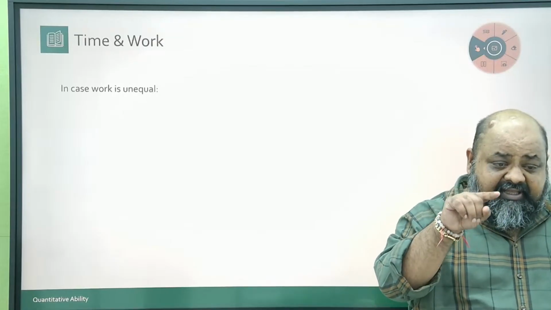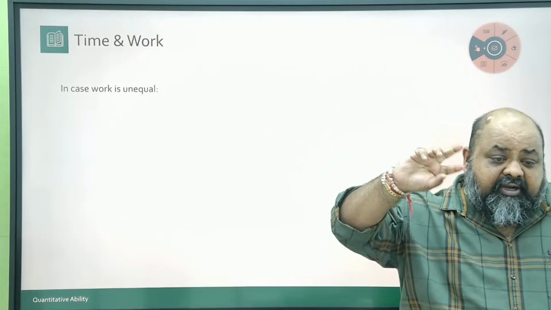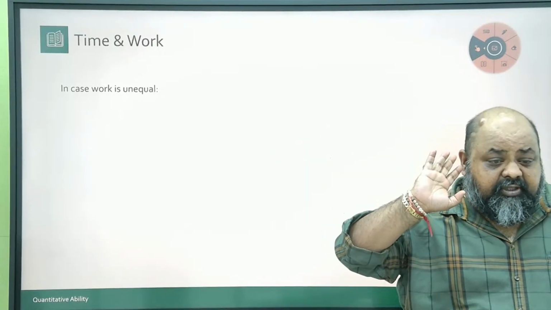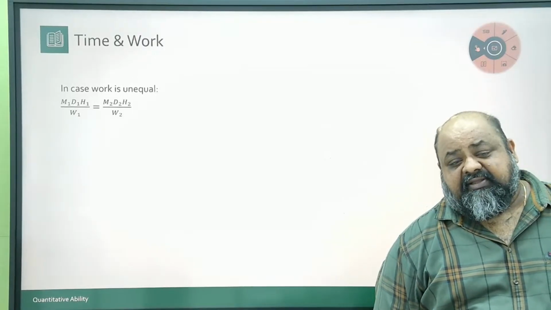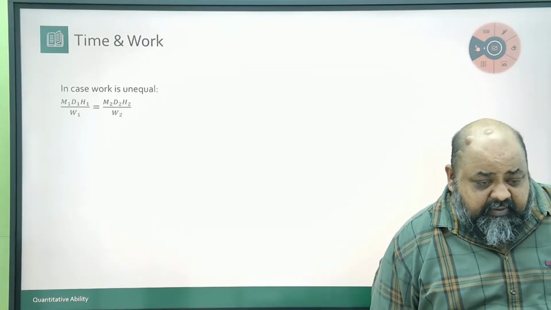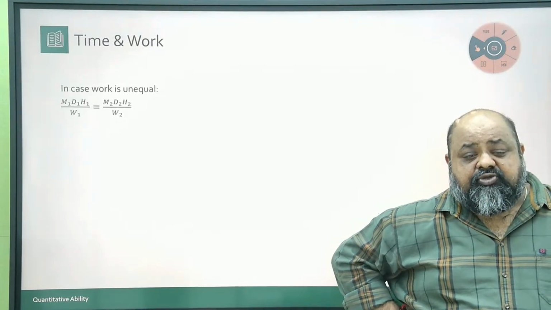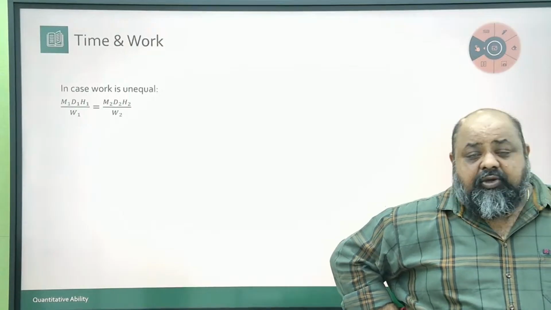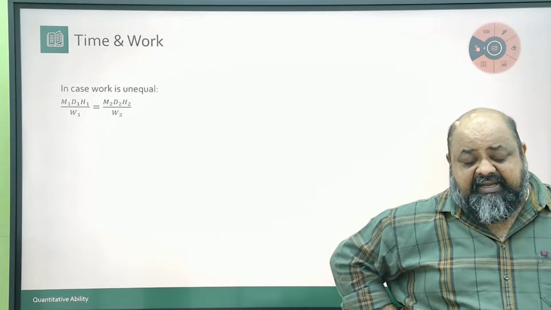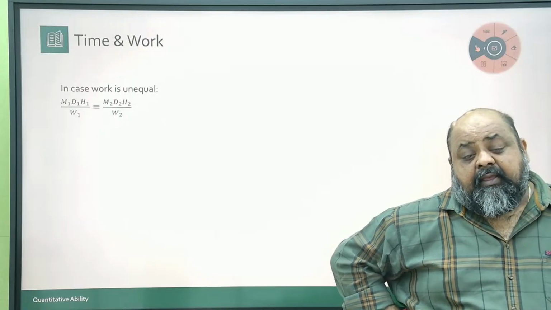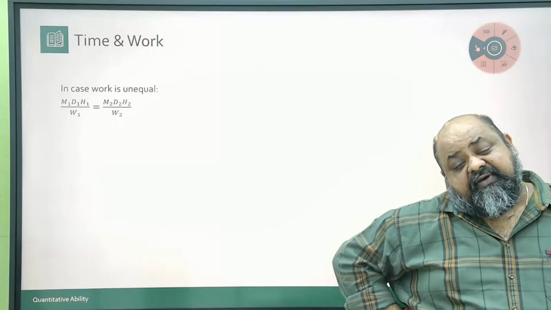So each of M, D and H is directly proportional to W, the amount of work done, and in direct proportion the ratio is the same. Therefore the final equation that I get looks something like this: M1 D1 H1 upon W1 is equal to M2 D2 H2 upon W2. 1 and 2 are the two conditions to be compared. M is the number of men working, D is the number of days that they are working, H is the number of hours per day that they are working, W is the amount of work that needs to be done.